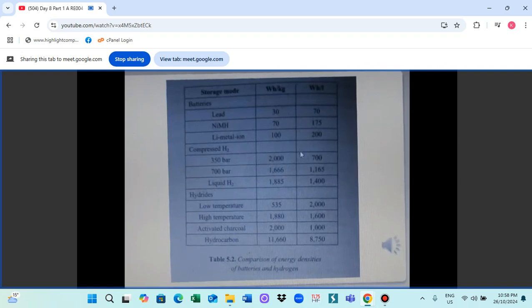So those aspects are for the energy storage, the different energy storage systems, the requirements for the energy, and an overview of the energy storage system. I explained it, and far more detail you can see in the RE004 notes. The slides cover hydrogen energy storage, why it is needed, and what kinds of storage systems there are.